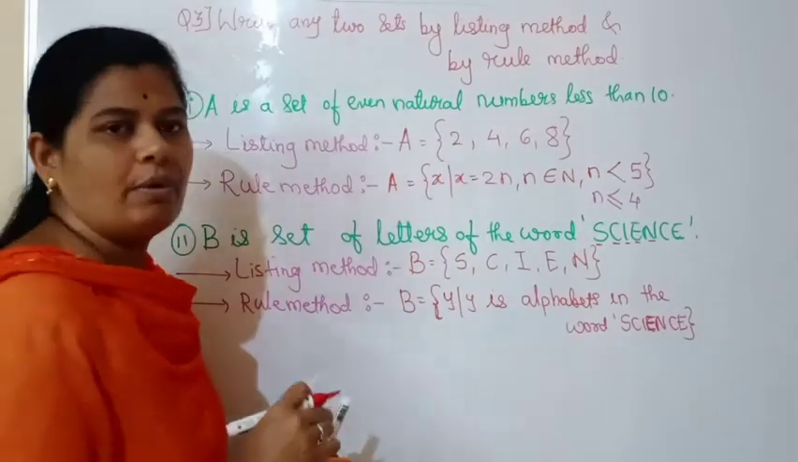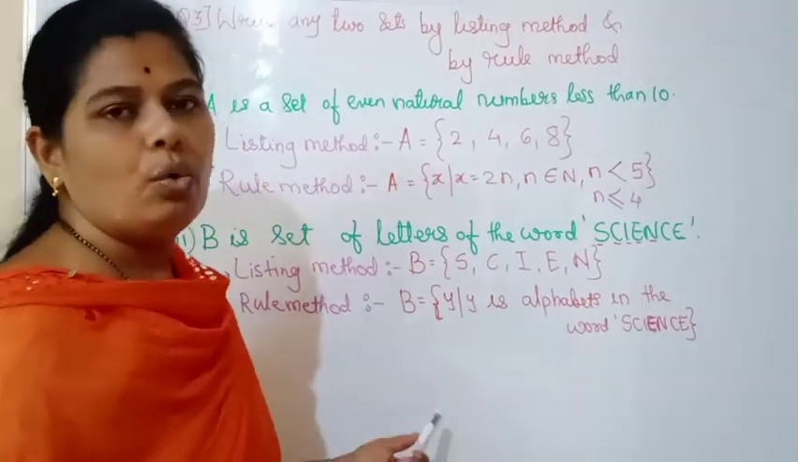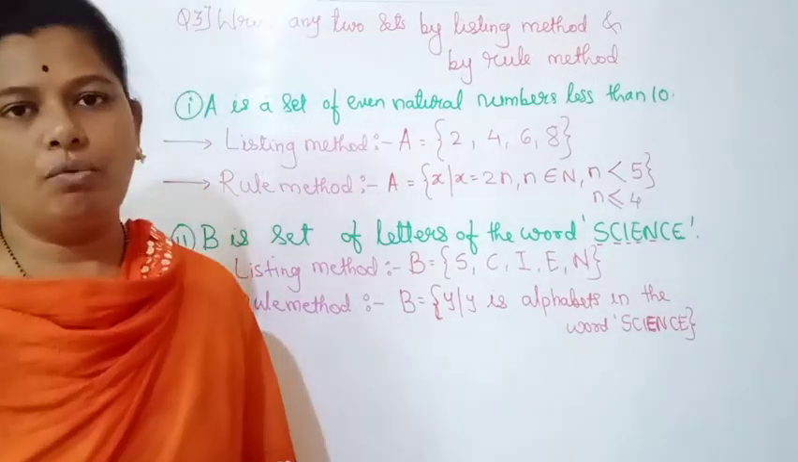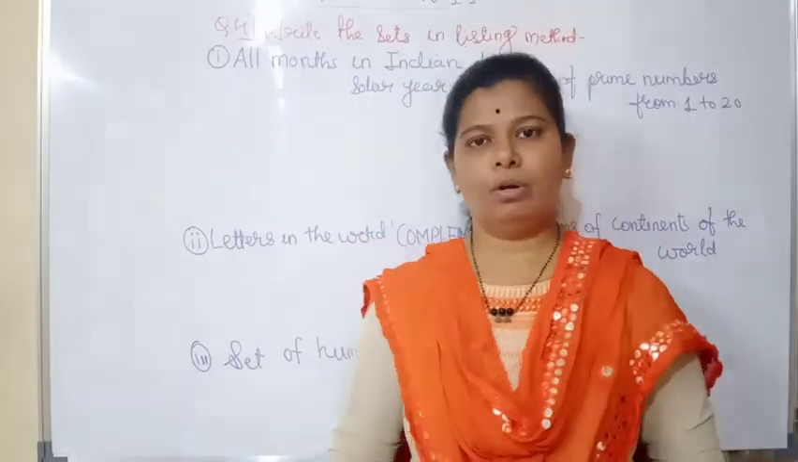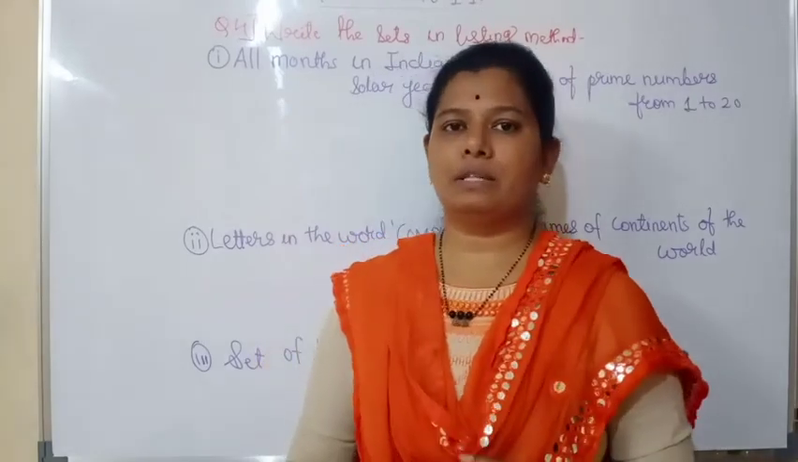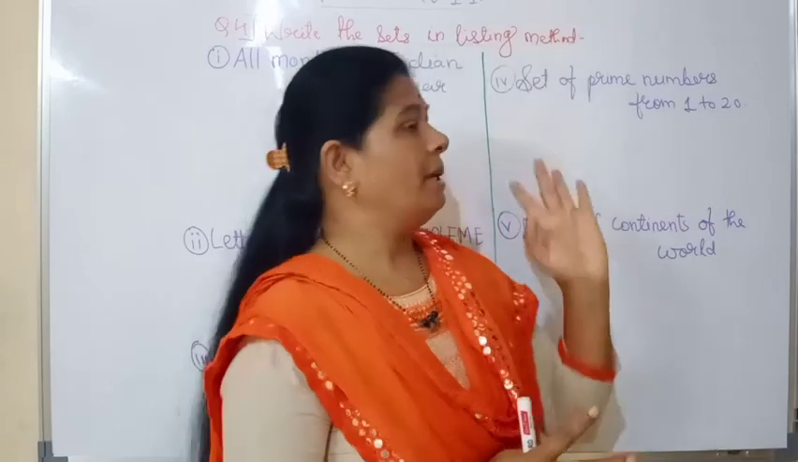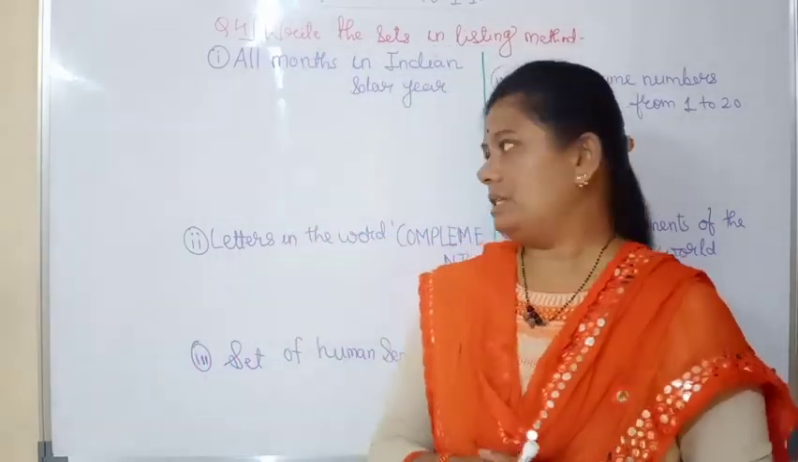In this way we have to write a set in the rule method or in the word method. Now we'll move towards question number 4. This is the second last question of this exercise: write the sets in the listing method. So we have to write the sets in the listing method.